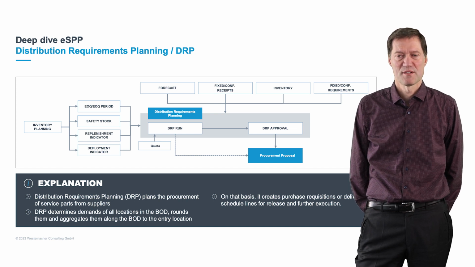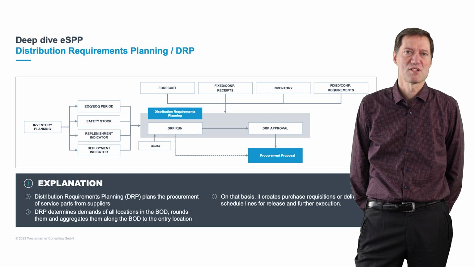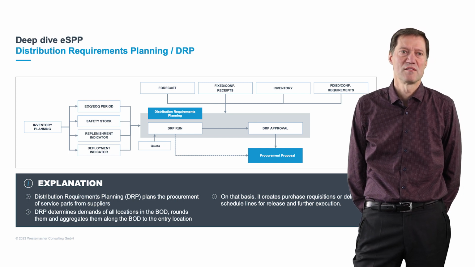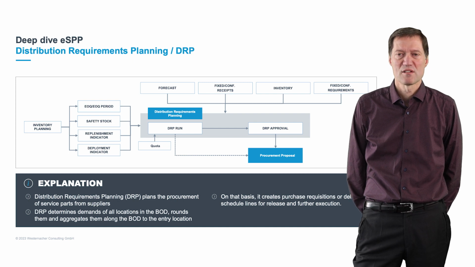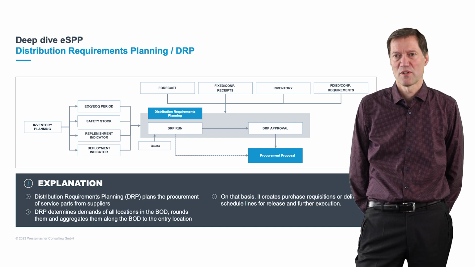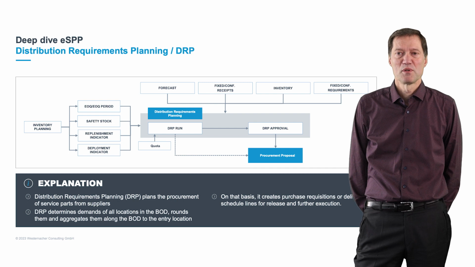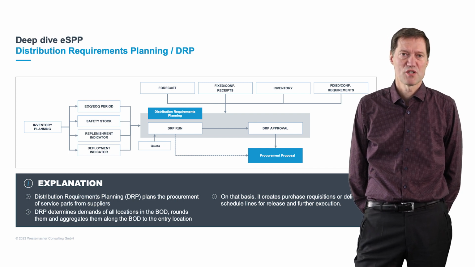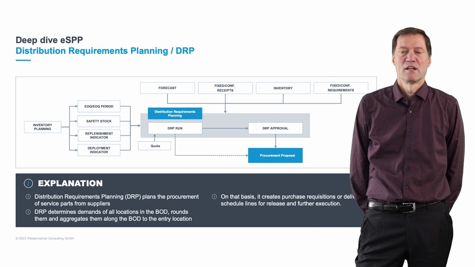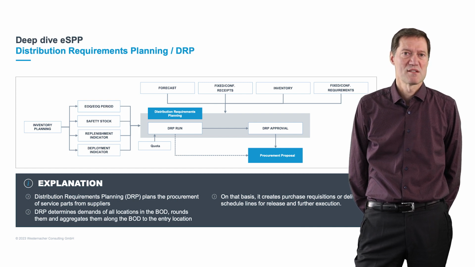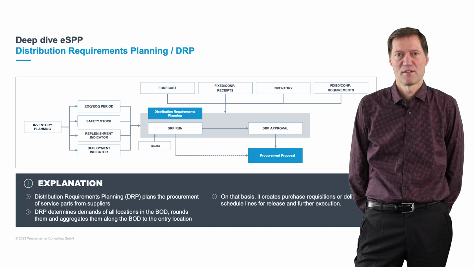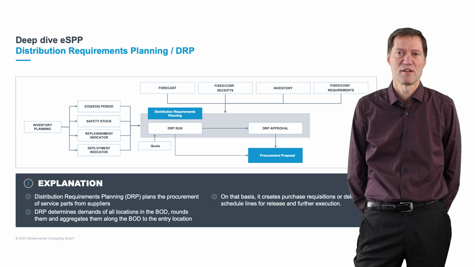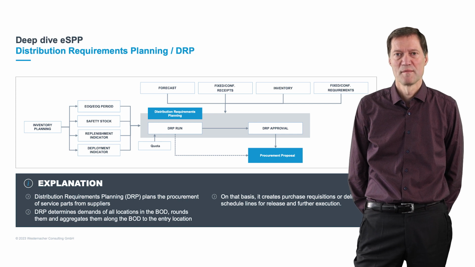our suppliers. We have several inputs to that process, like the forecast, the existing inventory, and the safety stock values that we need to procure. And the output of the DRP process is either a purchase requisition and purchase order, or schedule lines within a scheduling agreement. That depends on your procurement rules and on the agreements you have with the vendor.